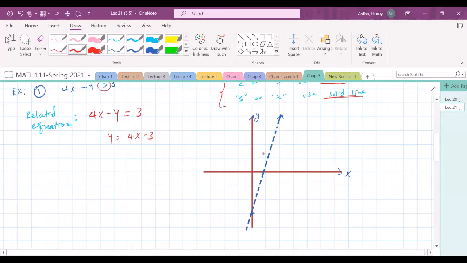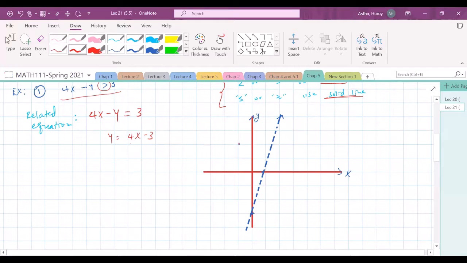And now, this is the graph of the related equation. Related equation means when we change that inequality to an equal sign, then this is the related equation to this inequality. So we have the graph for the related equation. The next question is, how do we find out which part is the solution to the inequality? As you can see, this line divides the plane into two parts. One is this area above it. The other is this area below it, to the right.